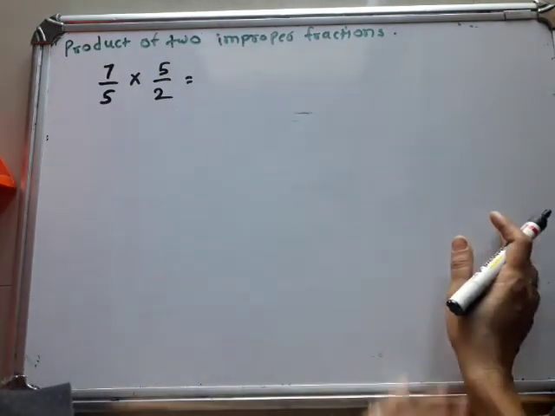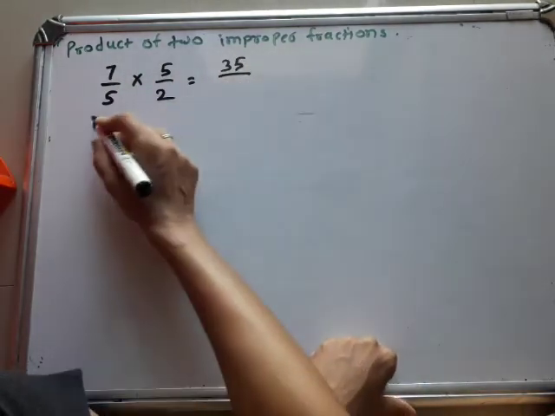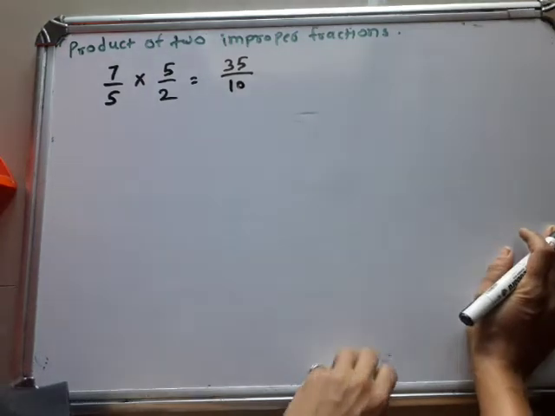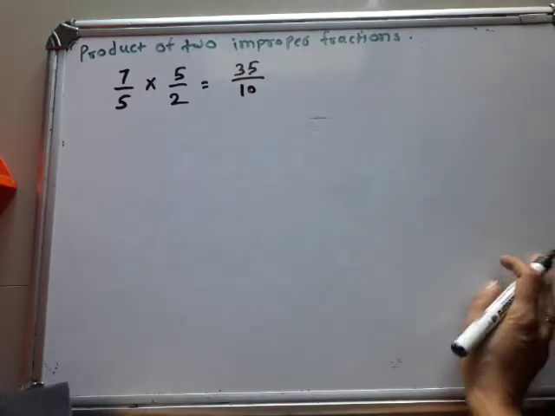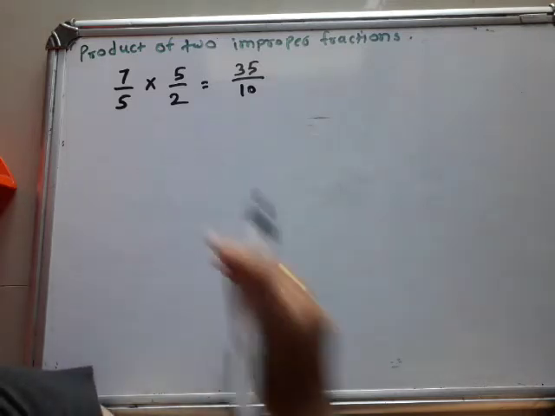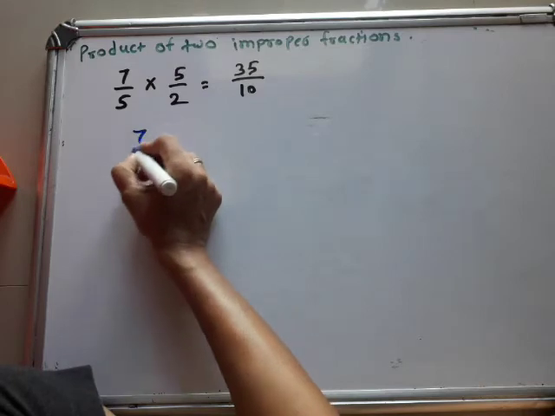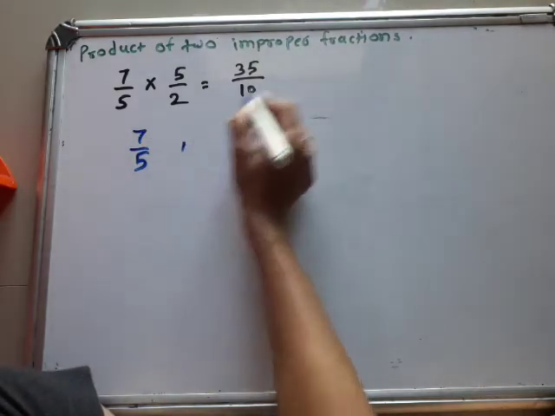And now we find the product. 7 5s are 35 and 5 2s are 10. Okay, so here again we find the product. Okay, the first fraction is 7 upon 5, and your product is, this is your answer.